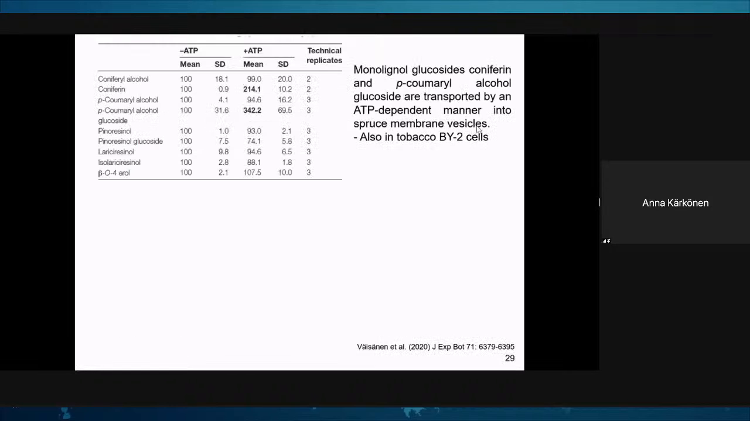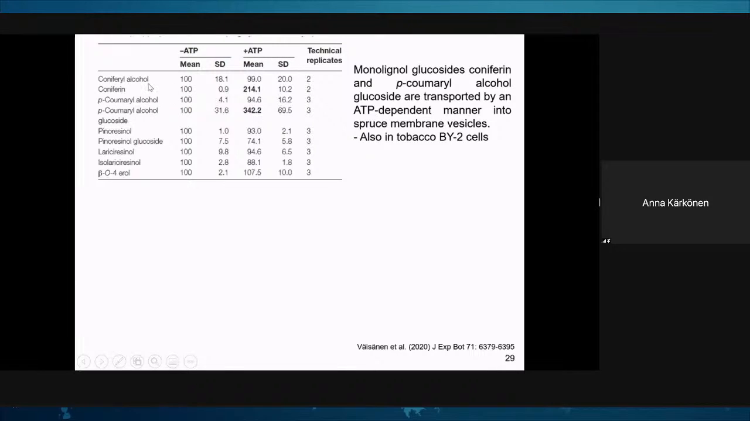Okay, Enni tested several phenolic compounds to find out what is the most likely substrate that this transporter is utilizing for transport. So basically she saw transport of coniferin, and that is the glucoside of coniferyl alcohol, and she also saw transport of paracoumaryl alcohol glucoside.